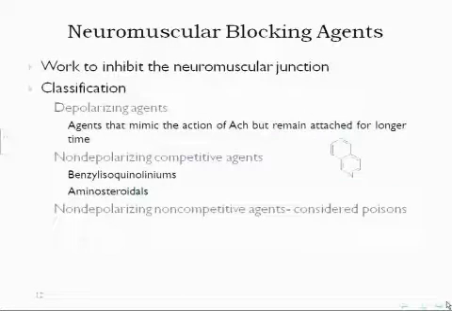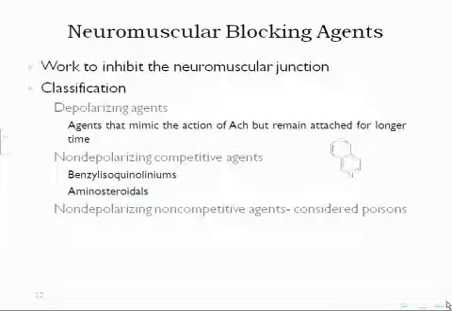Now, the way neuromuscular blockers work is they inhibit the neuromuscular junction. They can do it either by depolarizing or by being a non-depolarizer. A depolarizer basically acts as a mimicker of acetylcholine, but remains on the alpha subunits for longer periods of time than the acetylcholine. As a consequence, it blocks further acetylcholine binding and activation. The non-depolarizing agents don't work that way. They work by being antagonists. Okay, so they're competitive antagonists.